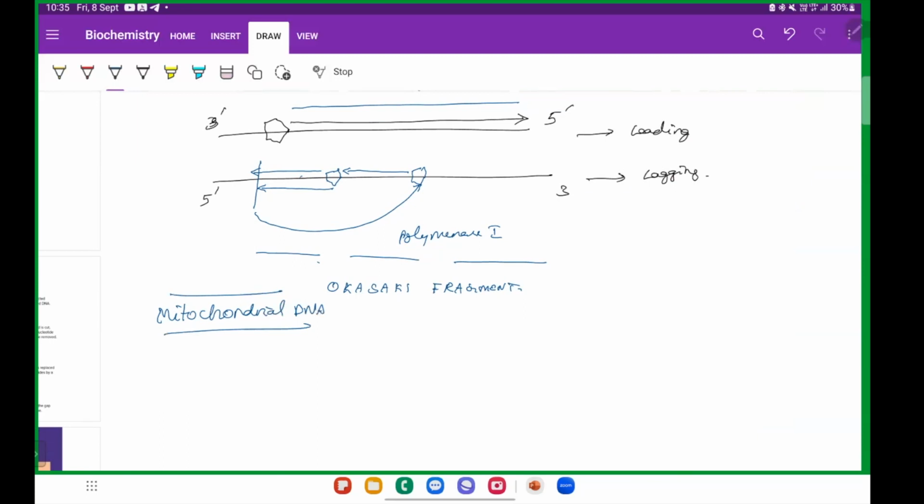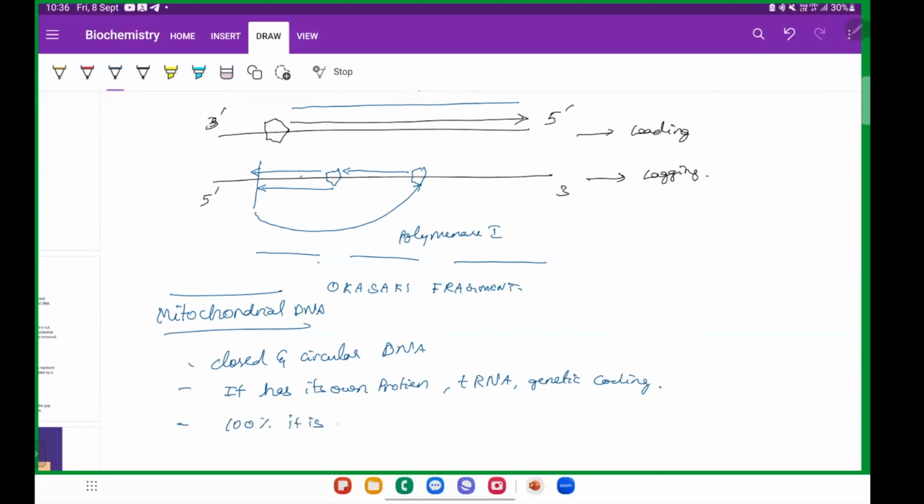So nuclear DNA is a right-handed double helix. But mitochondrial DNA is closed and circular DNA. It is a closed and circular DNA. Okay, it has its own protein, tRNA, and genetic coding. So 100% it is inherited from the mother.